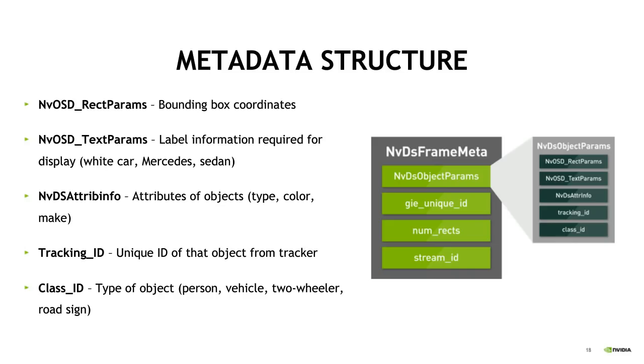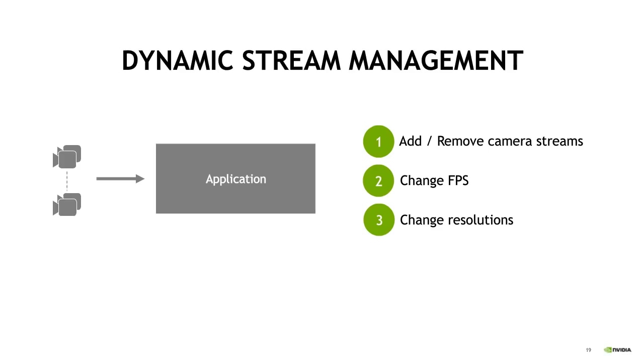So I mentioned that dynamic stream management was a new feature in DeepStream 3.0. This is an important feature because now your application can add or remove streams on the fly, change your FPS, and change resolution, all without restarting the application graph. And so what this really means is that it gives you, as a user, options. It provides flexibility. But it's also very important because it provides resiliency to your application.